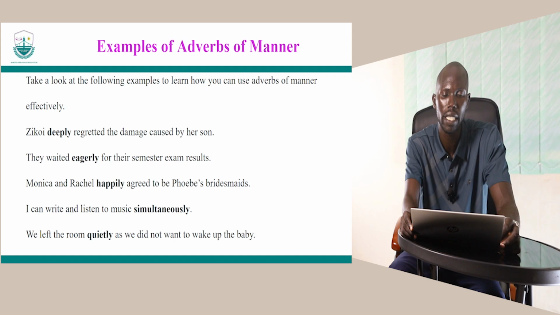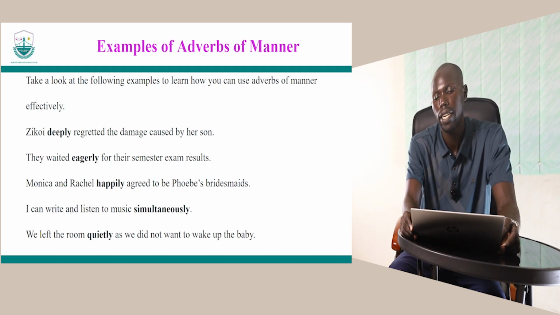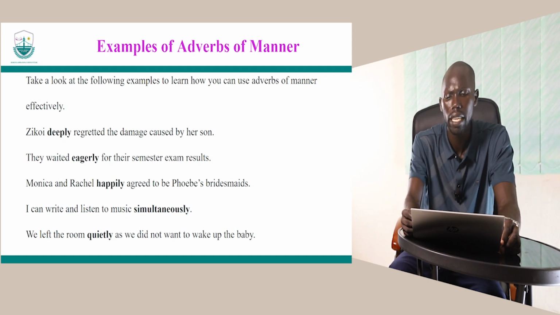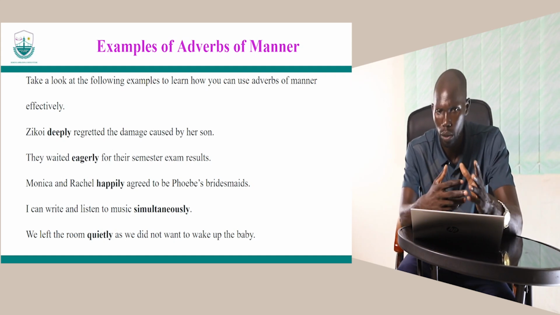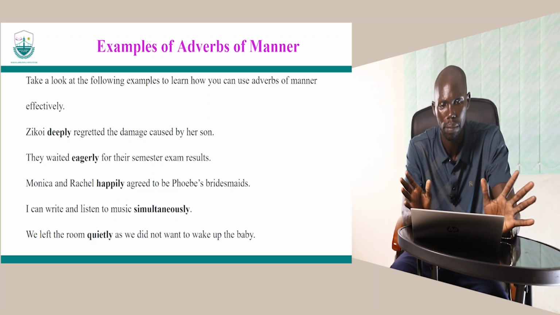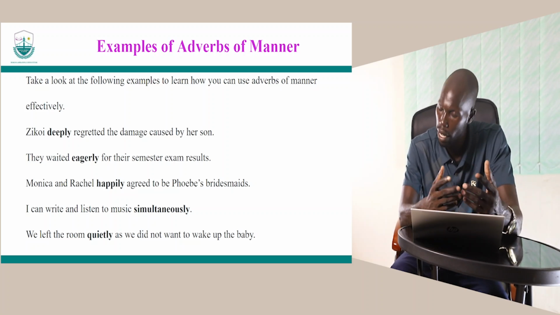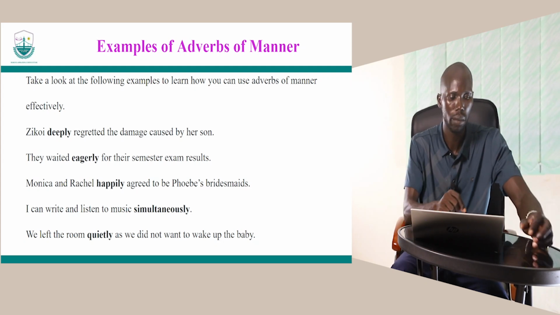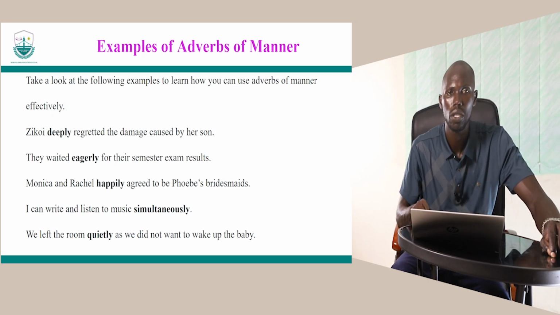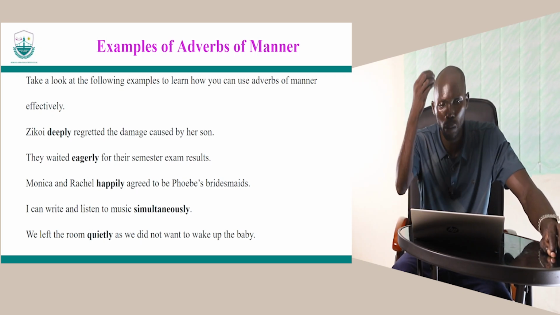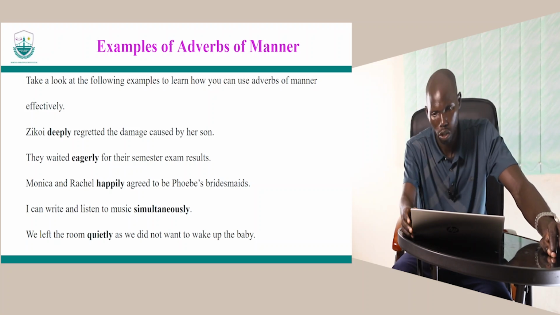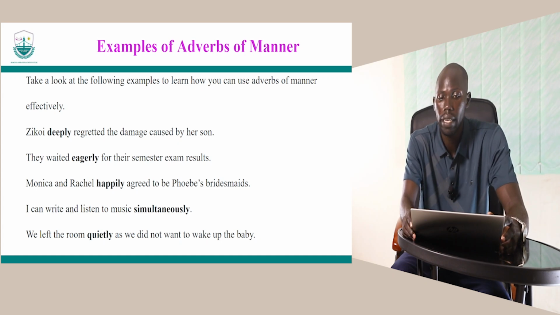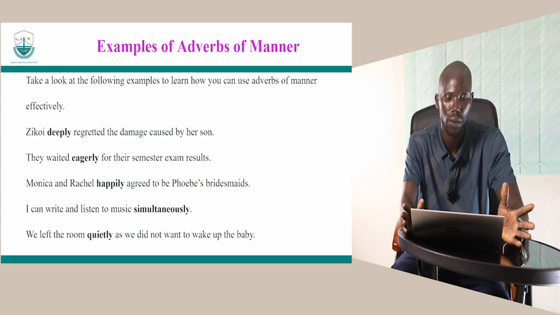And then the next example says, I can write and listen to music simultaneously. You can do two things at the same time. How can you write? You can write simultaneously. You can also listen to music. You're writing and you're listening to music, so you're doing two things at the same time, or shooting two birds. So simultaneously, as in this example, is said to be the adverb of manner that tells us how something is done.